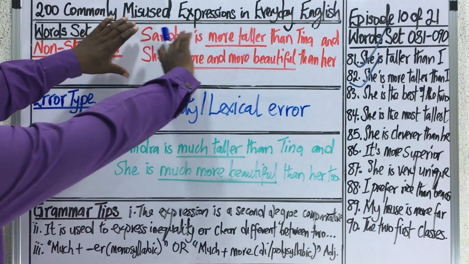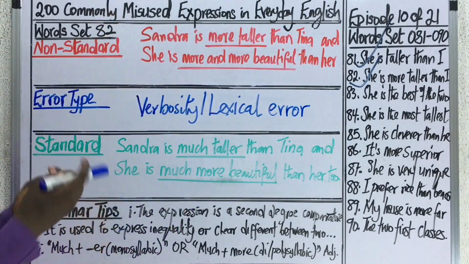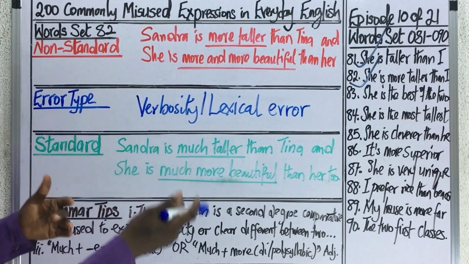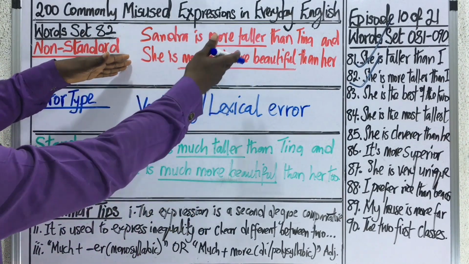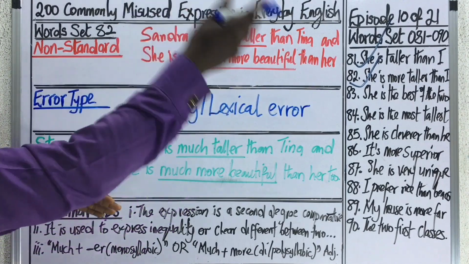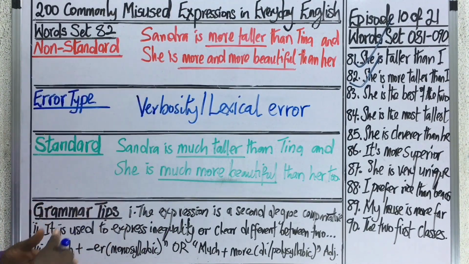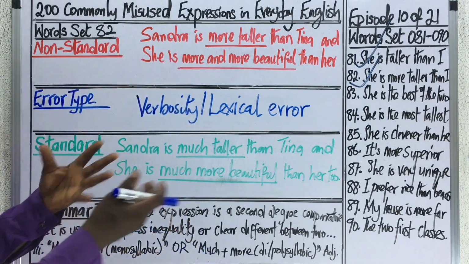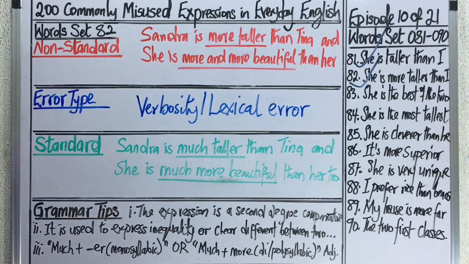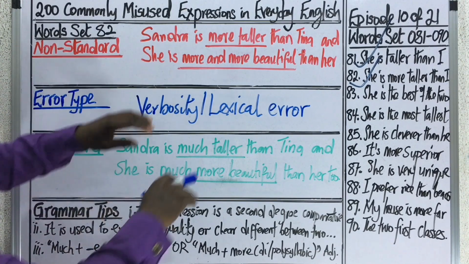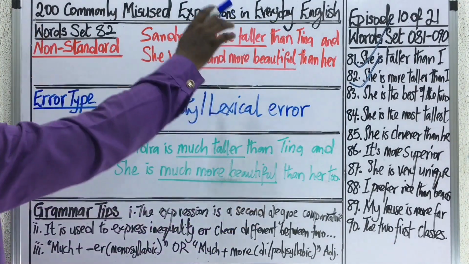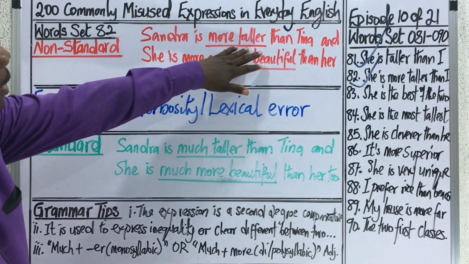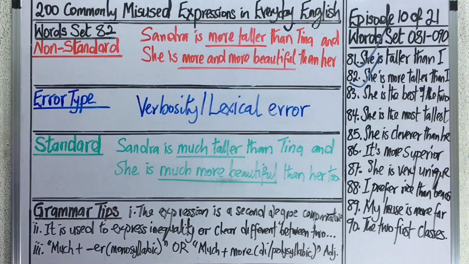We say that the expression is verbose because too many words than necessary have been used in it. For example, where we have "more and more beautiful," there is a repetition, and also there is a case of using too many words than needed. Then we are going to say that the expression has a lexical error because "more" has been used with this second degree comparative adjective "taller."